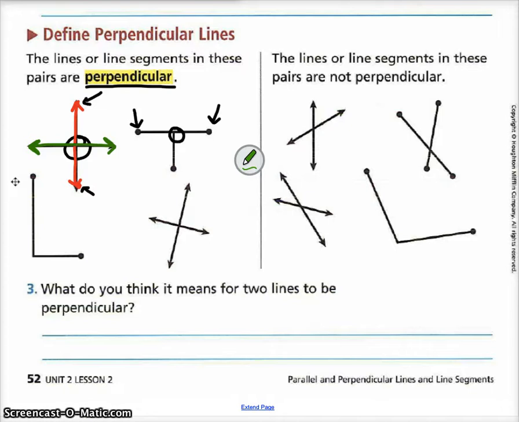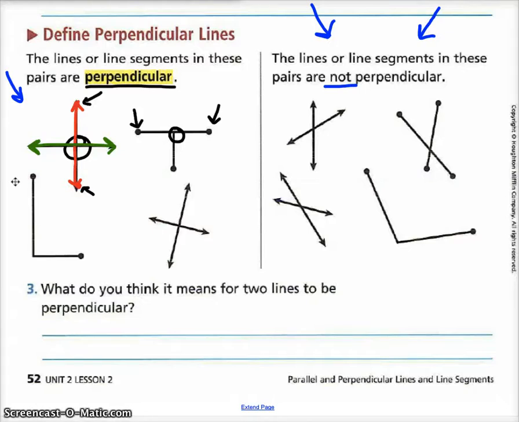Now I'm noticing over here on the right, it's saying that the lines or line segments in these pairs are not perpendicular. So I'm looking at how the ones on the left are considered perpendicular and the ones on the right are not considered perpendicular. Wondering what's different about them. Stop and think and try to see, what do you notice about the difference between the perpendicular lines and the pairs of lines and line segments that are not perpendicular?